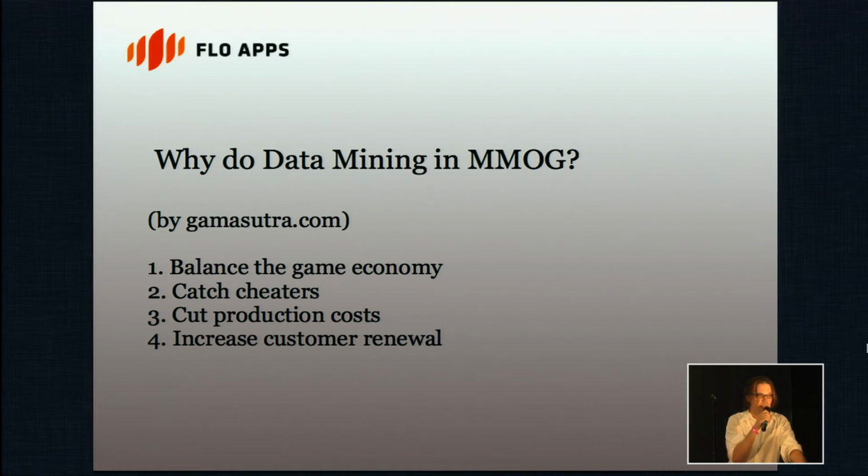Balance the game economy. One idea was to catch cheaters. If you have people cheating the game, you can spot them more easily by using data mining. Then also cut production costs by finding the bottlenecks within the game. And also, of course, to improve the customer experience.